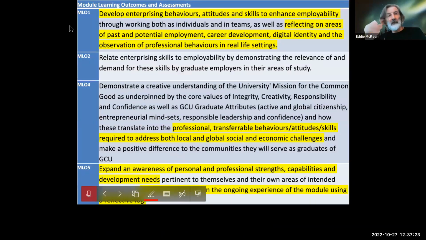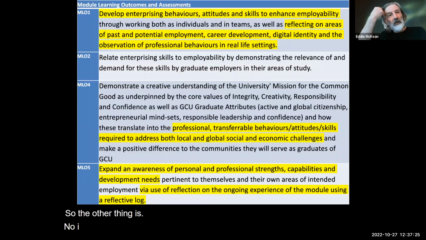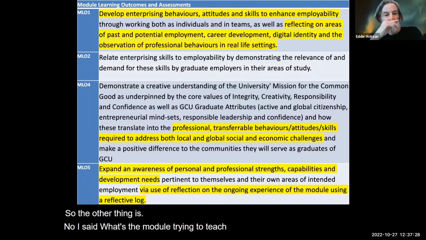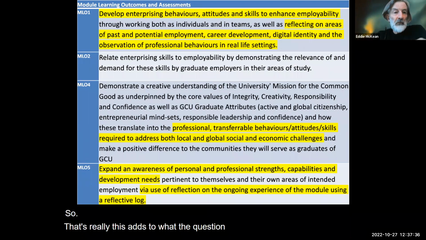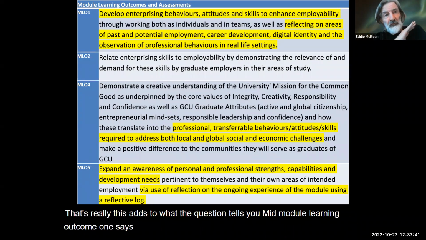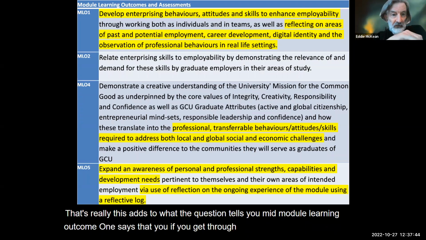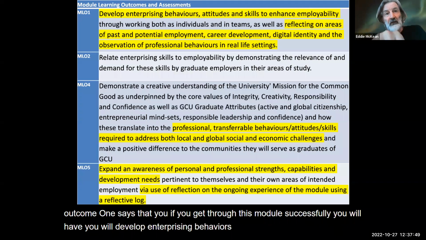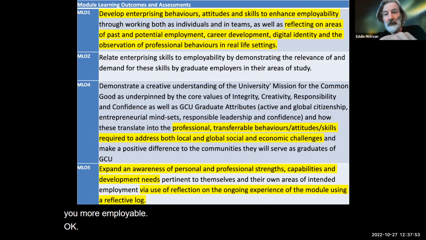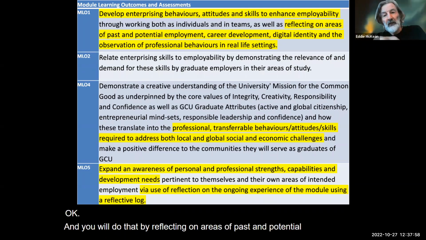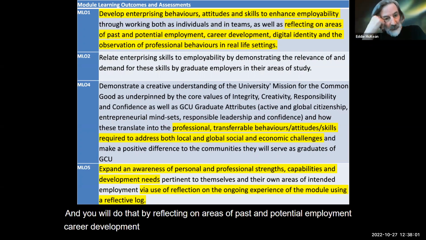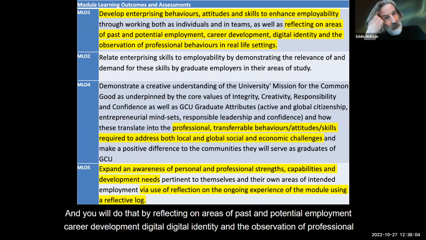So the other thing is, now I said, what's the module trying to teach you in the learning outcomes? This adds to what the question tells you. Module learning outcome 1 says that, if you get through this module successfully, you will develop enterprising behaviors, attitudes, and skills that make you more employable. And you will do that by reflecting on areas of past and potential employment, career development, digital identity, and the observation of professional behaviors in real life settings.